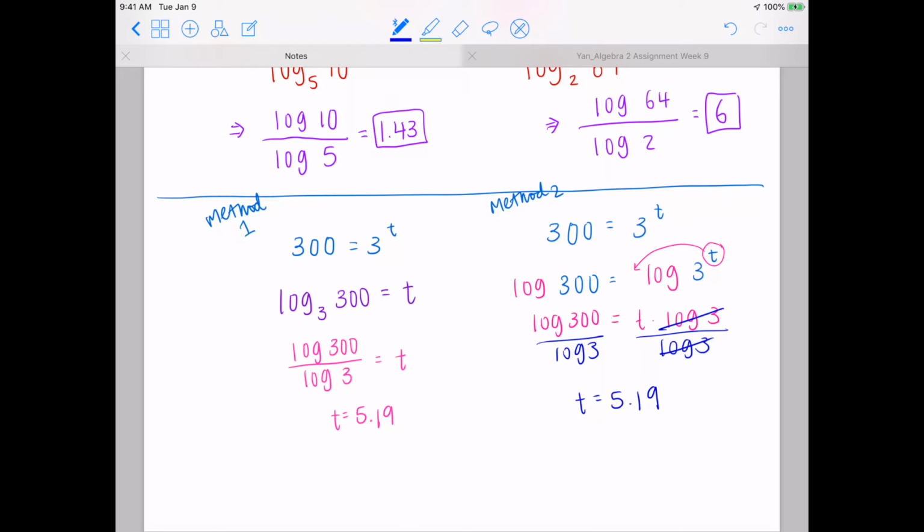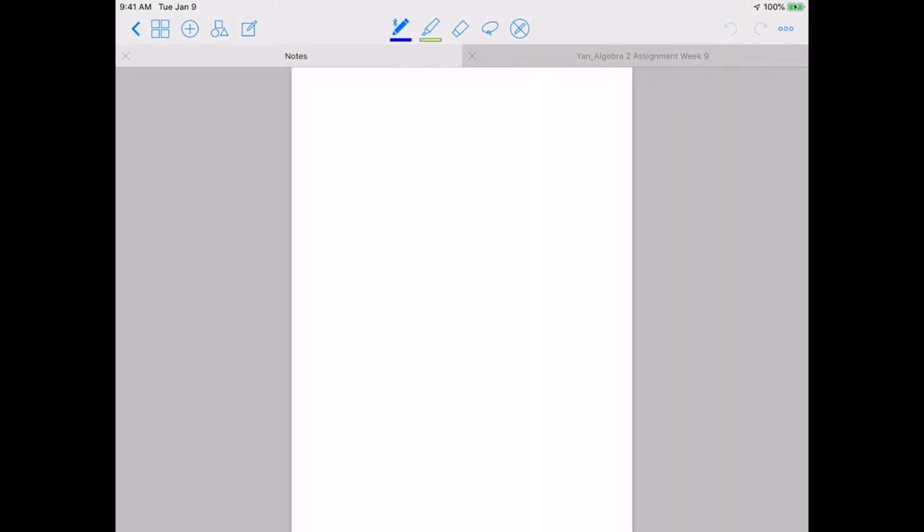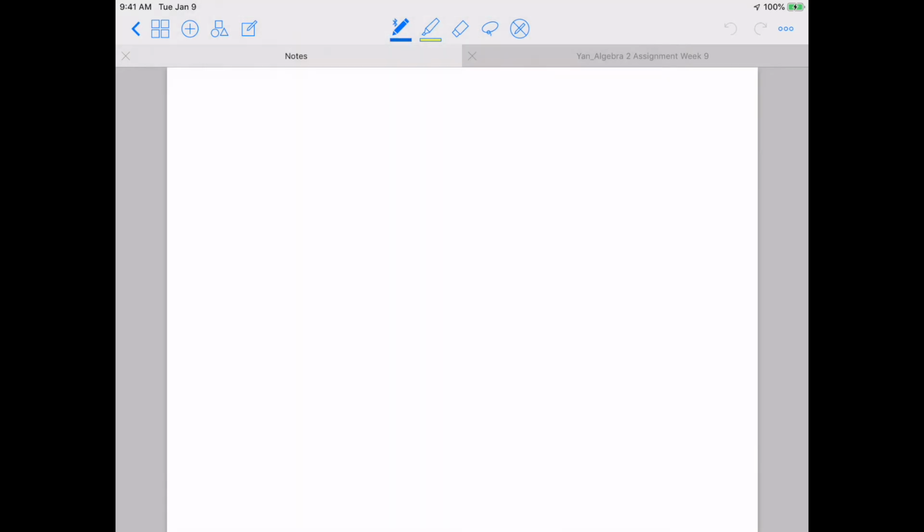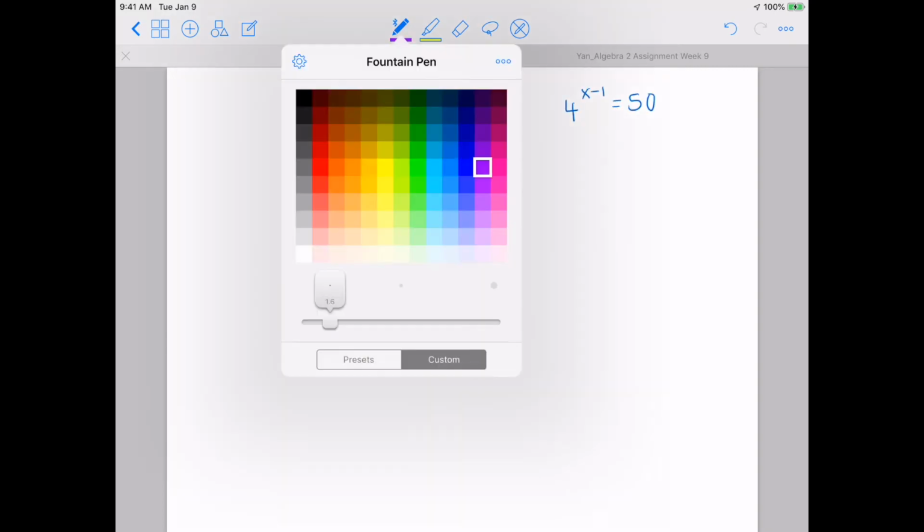It really depends on what you like to use, but I'm going to show this again using another question with two different methods. So let's look at this one. This one looks a little bit more complicated, but it looks similar to your previous questions.